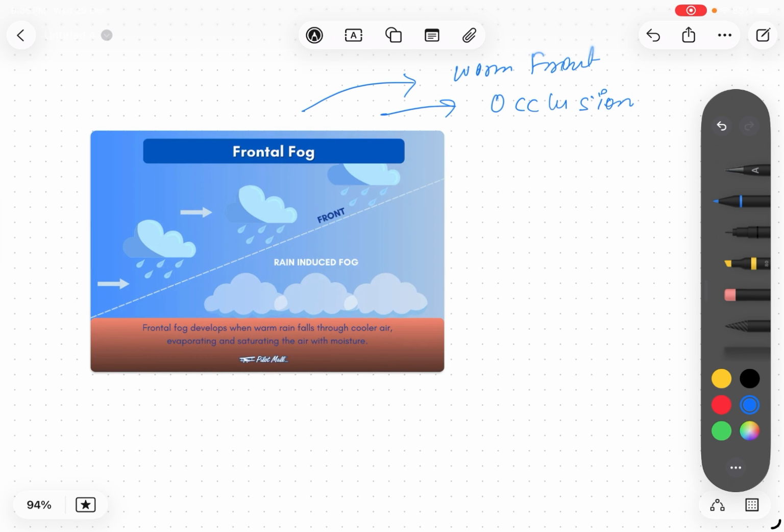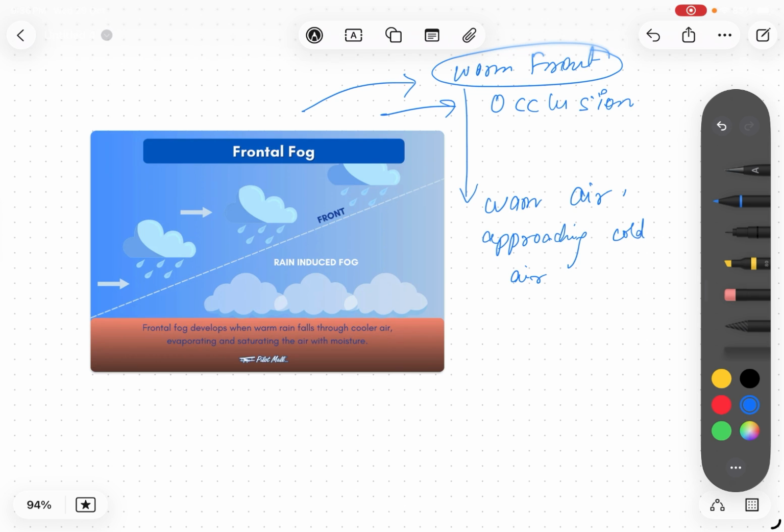So what is a warm front? Warm air approaching a cold air mass. These are all air masses. That is warm, so up here, because of the temperature difference, this is formed. This is the fog that is formed. So frontal fog occurs at a warm front or occlusion. The main cause is precipitation, lowering the cloud base to the ground.